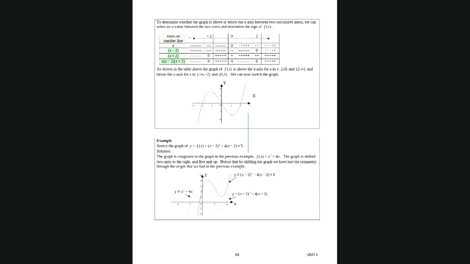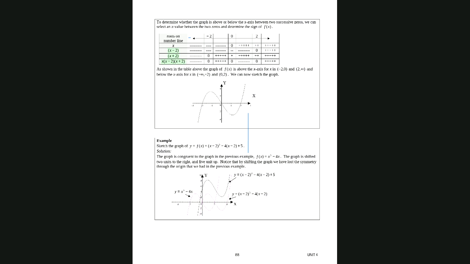Then between 0 and 2, I can pick a number like 1. Here x will be positive. x minus 2 will be negative. x plus 2 will be positive. So positive, negative, positive, I get negative. Then at 2, x will be positive.